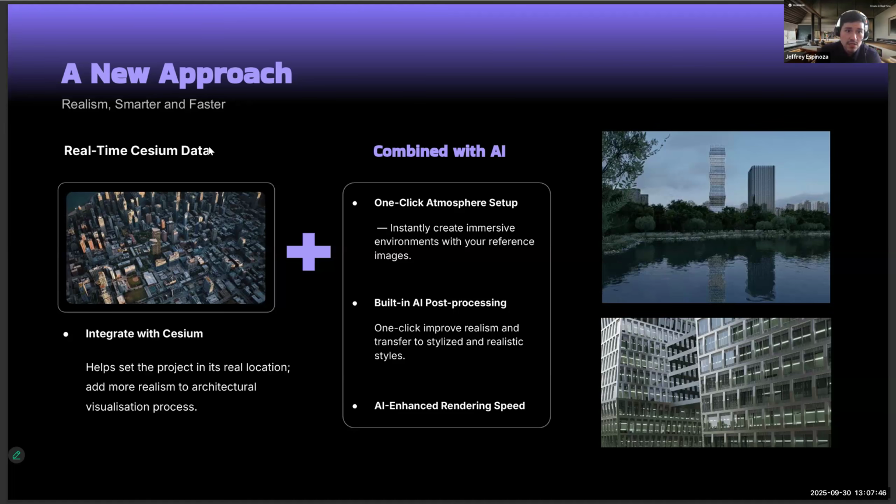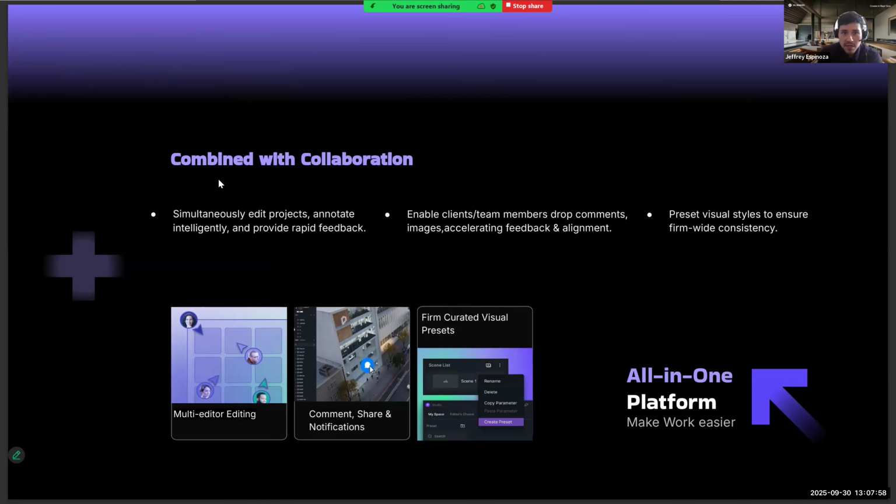So you can always change the sun path study, develop different shadow studies, and I'll be showcasing that in the demo as well. And you can start to combine this with our many different collaboration tools for simultaneously editing projects, annotating intelligently, and providing rapid feedback, as well as enabling clients and team members to drop comments and images, accelerating feedback and alignment, as well as preset visual styles to ensure firm-wide consistency.